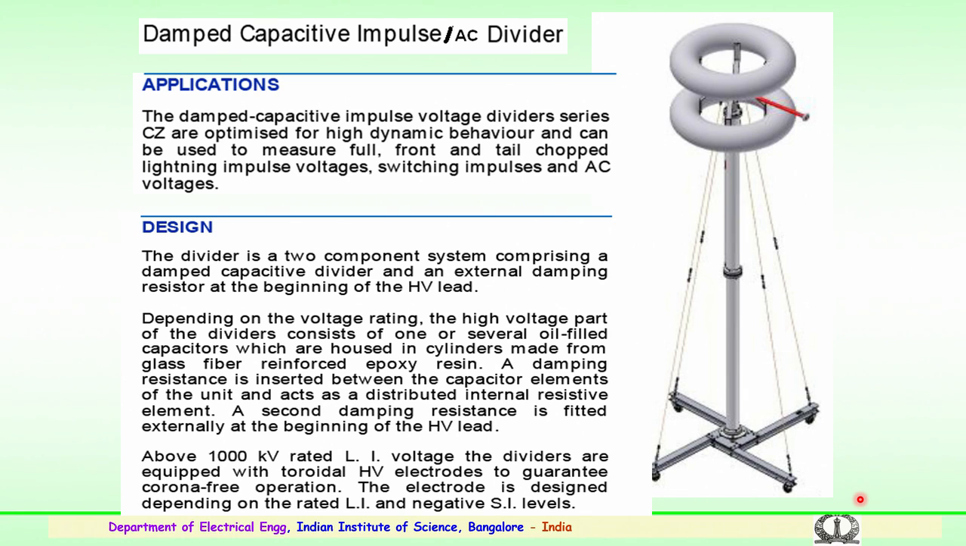Normally, above 1000 kV, that is 1 million volts and above, rated lightning impulse voltage, the dividers are equipped with toroidal rings. These are the corona control rings, or toroidal rings as we call them, for a voltage level of 1 megavolt or 1 million volts and above. For lightning and for switching impulses, these are generally used. These electrodes are designed depending upon the rated values for lightning impulse and the negative switching impulse level, which is higher compared to the positive switching levels.